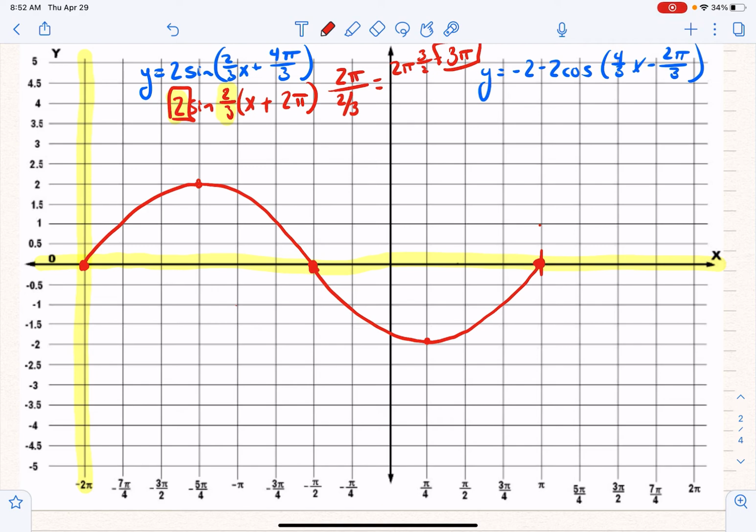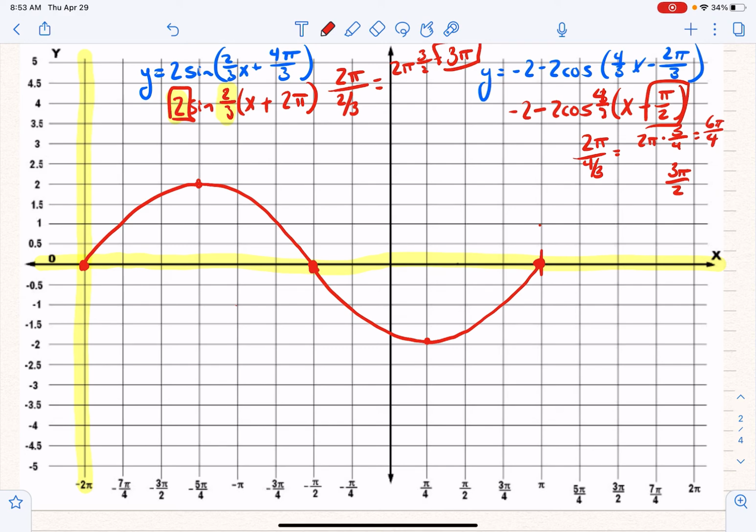Okay, so for this next one, same kind of thing. So we're going to end up with -2 minus 2 cosine. We take off that 4/3, which is going to give us x minus, now we got to multiply by 3/4, which makes this pi over 2. Okay, now that 4/3, you go, okay, 2 pi divided by 4/3 is the same thing as 2 pi times 3/4, which gives me 6 pi over 4, which is 3 pi over 2. So my period is 3 pi over 2. My horizontal shift is positive pi over 2.